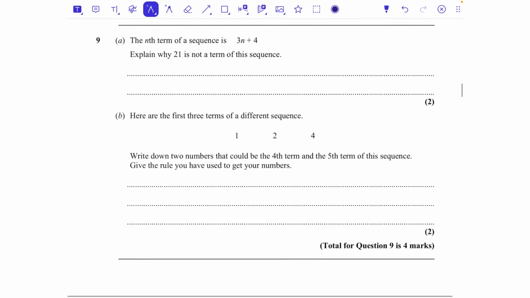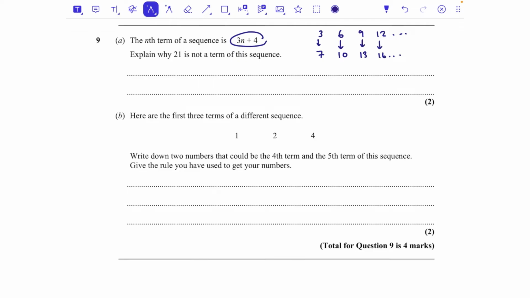Question number 9. The nth term of a sequence is 3n add 4. Now 3n add 4 is the 3 times table, but 4 bigger. So if we had the 3 times table, 3, 6, 9, 12, and so on, we want to go 4 bigger than each of those numbers. So if we added 4, we'd get the sequence 7, 10, 13, and 16. So this is the sequence that we've got, and you could carry that on, and so it's going to be 19, 22, 25, and so on, and you can show that 21 is not in that sequence.